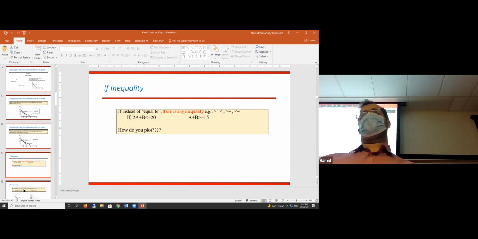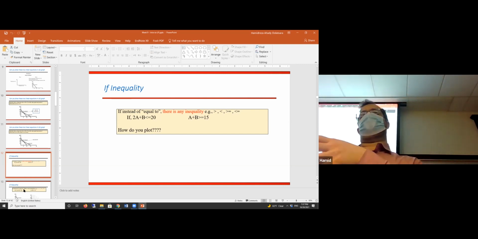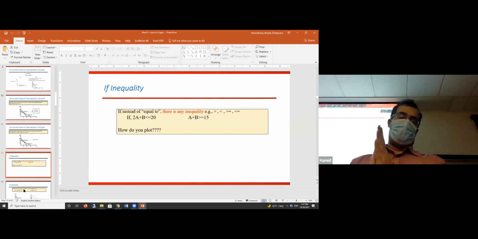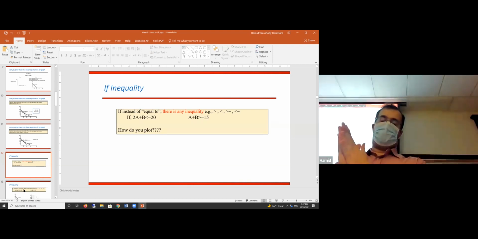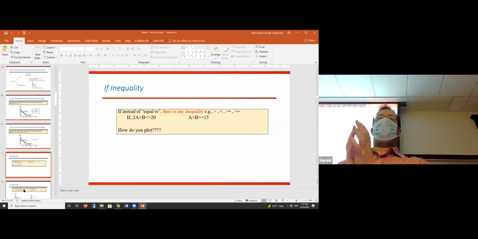In real case scenarios, usually we don't have something equal to something. Usually we have a cap. We would say something less than or equal, or greater than or equal to something. Same for here. So what if I change the problem to inequalities? 2 times A plus B less than or equal to 20. A plus B greater than or equal to 15, for example.